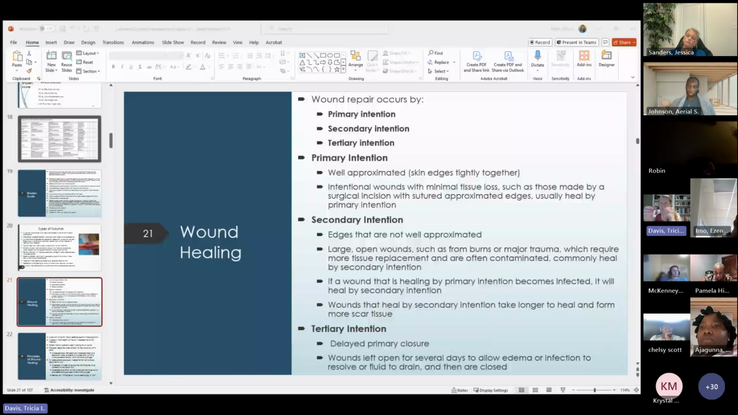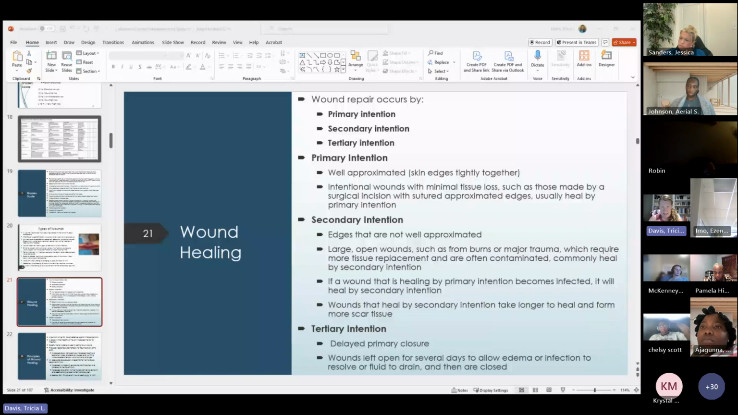So any type of intentional wound repair is going to be, you can imagine, a wound that has very minimal tissue loss, okay? So anytime we go into a surgical incision, because they're very mindful about the incision that they make and how much tissue is lost, and also these wounds are approximated because they have sutures, so they're automatically brought together. So any type of wound like that is always going to heal by primary intention.